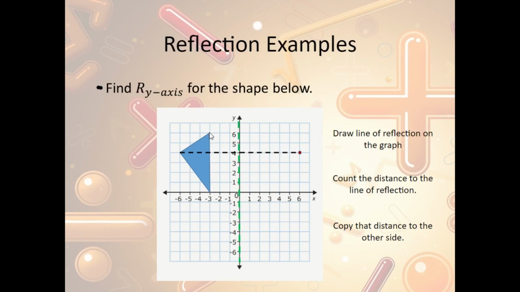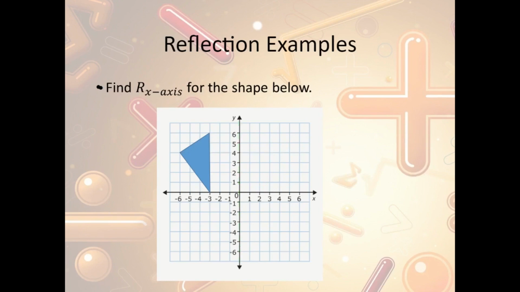So here, this one, 1, 2, 3 away. So we go 1, 2, 3 away on this side. And then the same thing here, 1, 2, 3 away on this side as well. And then we just draw our triangle. And notice we have two triangles that are exactly the same size. Let's look at another example.